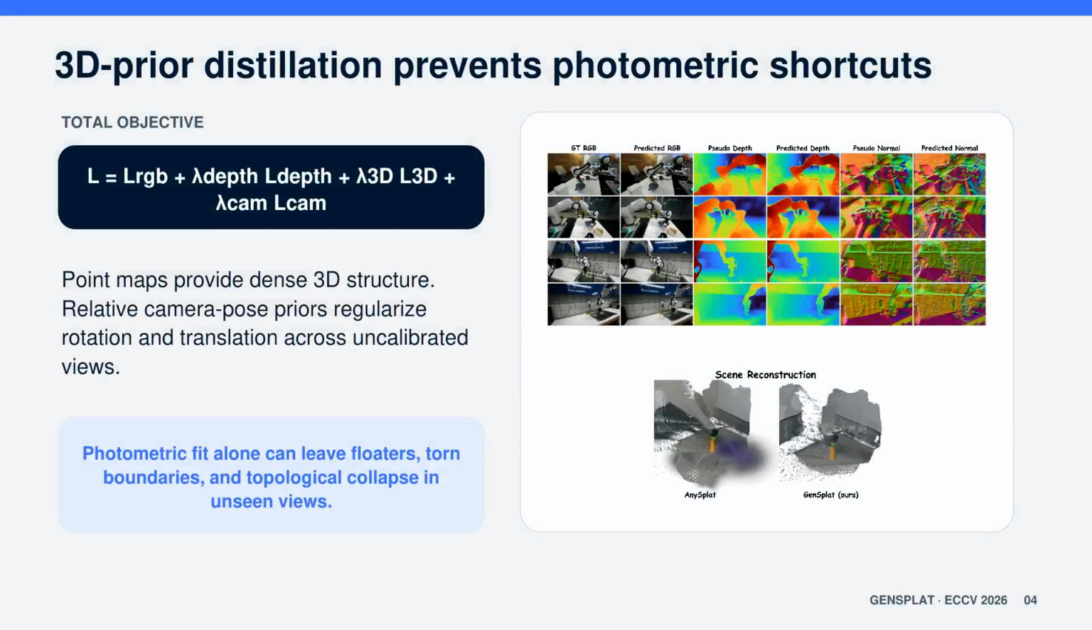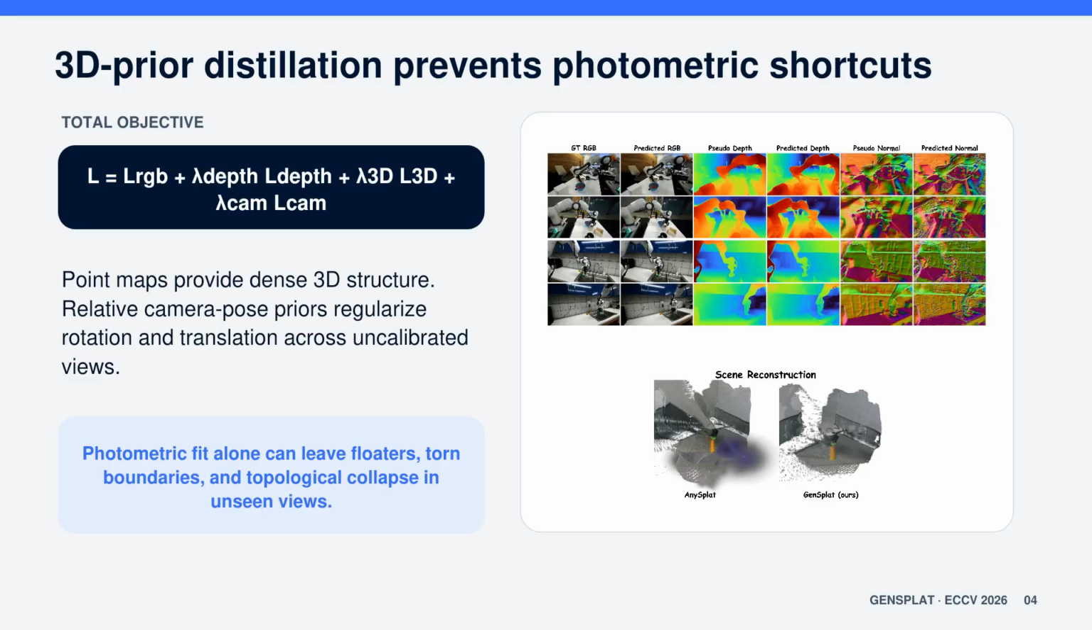Pure photometric optimization is not enough in this sparse and uncalibrated setting. It can fit the observed pixels while allowing incorrect geometry, which later appears as floaters, boundary tearing, or topological collapse from unseen views. GenSplat therefore distills geometric knowledge from a pre-trained visual geometry model.